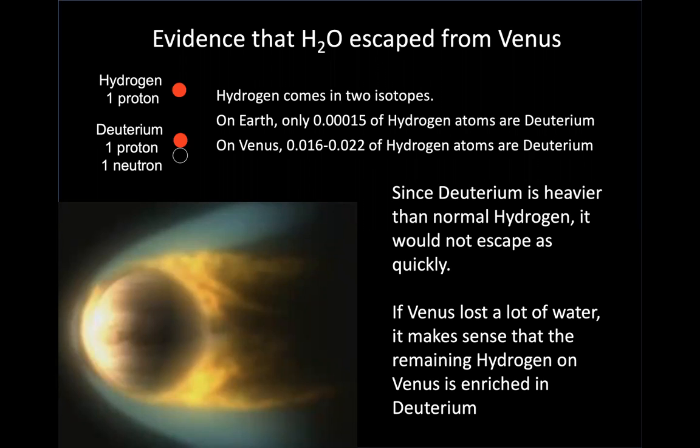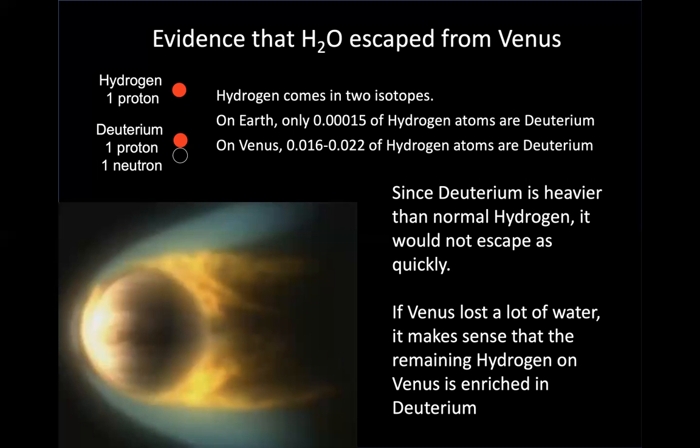Now, this second type of hydrogen atom is rare. On Earth, only about 0.00015 of hydrogen atoms are in this form. So less than 0.01% of hydrogen. On Venus, it's more like 2%, so about 100 times higher.